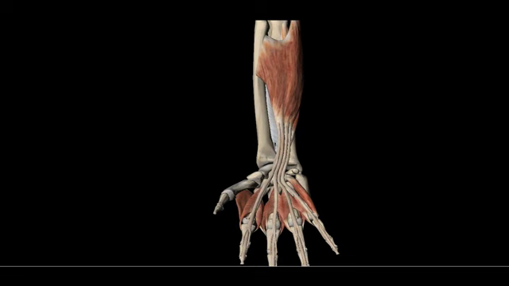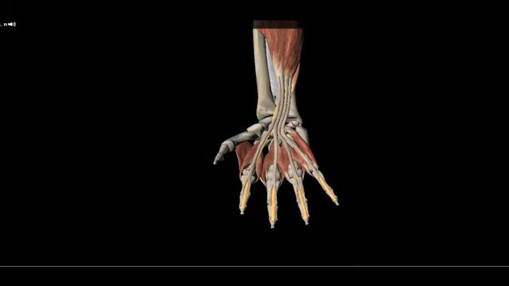So let's take a look at finger flexion. Our primary finger flexors are the flexor digitorum superficialis and the flexor digitorum profundus. And we can see that the uniqueness between these two is that the superficialis does come down and split, attaching into the middle phalanx, while the profundus continues down to insert into the distal phalanx.